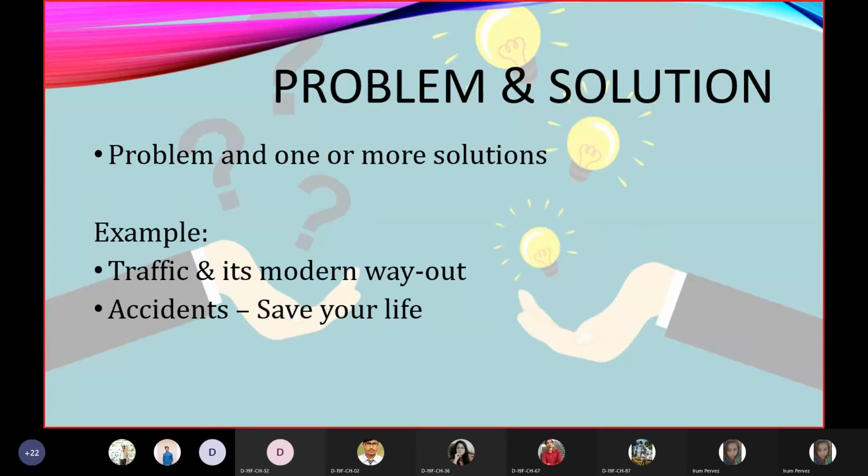So the final way of writing, this is the last one, is how you can explain things. The first is descriptive, then we have sequence, then comparison and contrast, then cause and effect, and the last one is problem and solution. You can also explain things by writing the problem and their solutions.